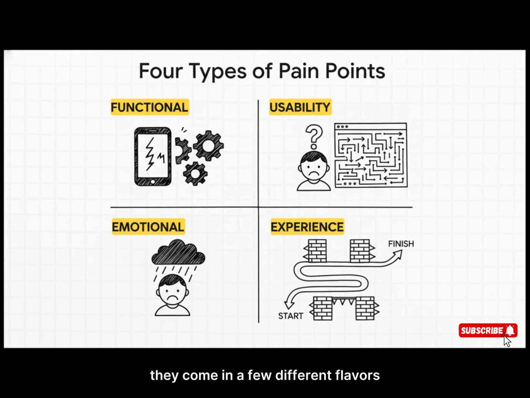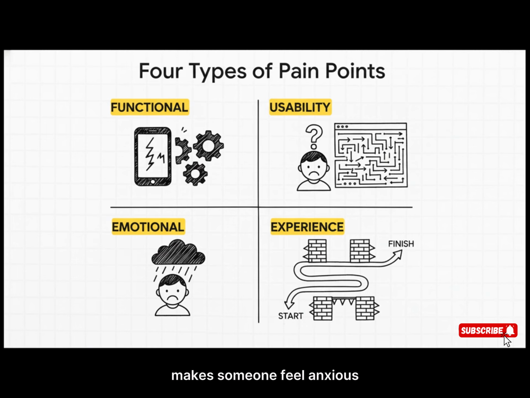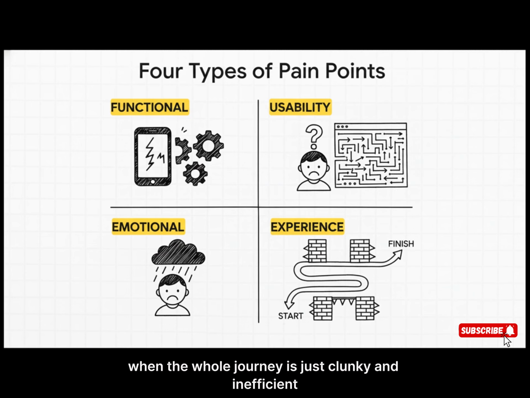And these pain points, they come in a few different flavors. You've got your functional ones, where the product is literally not working. Then there are usability points. It works, but it's super confusing. Emotional points are all about how the product makes someone feel, anxious, untrusting. And finally, experience points are when the whole journey is just clunky and inefficient. Knowing these types really helps you figure out what's actually wrong.